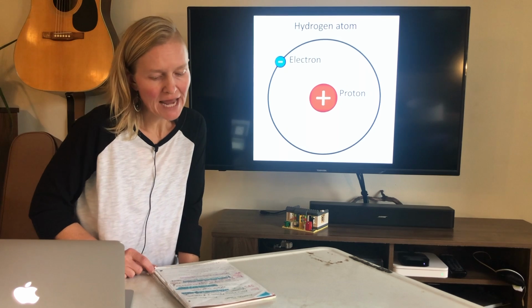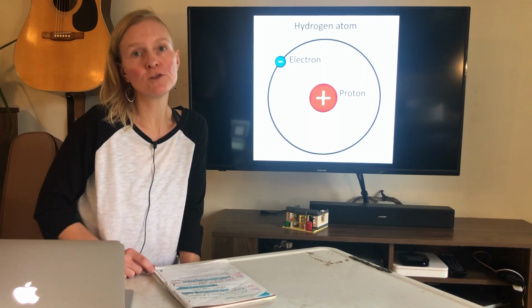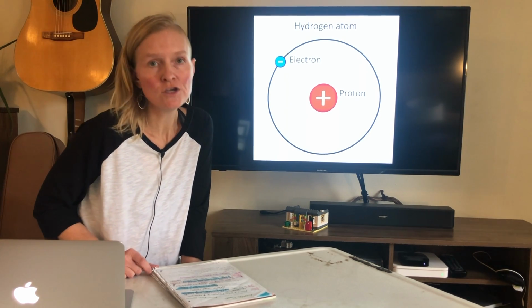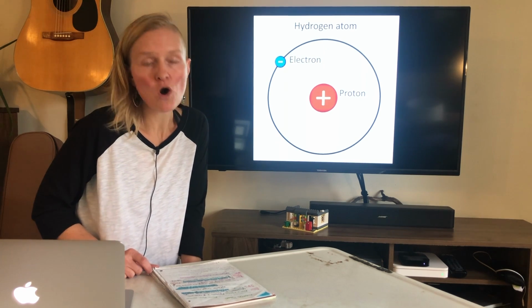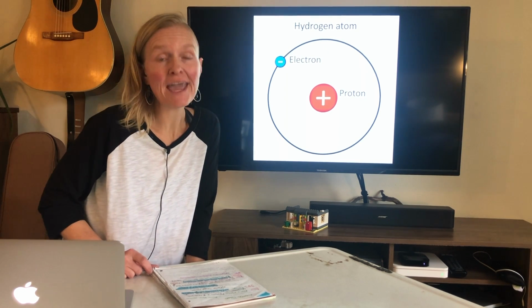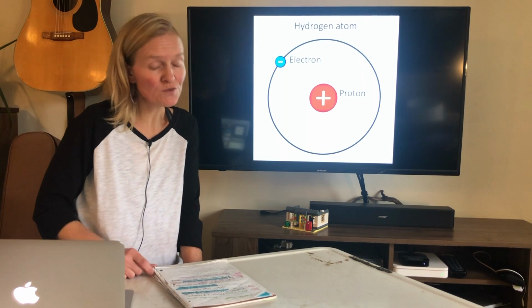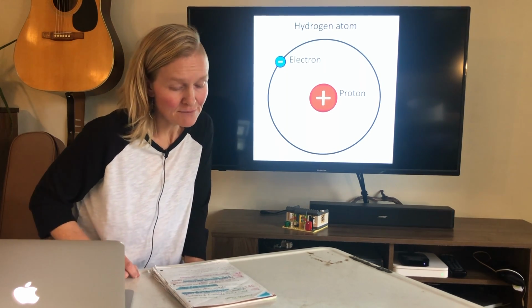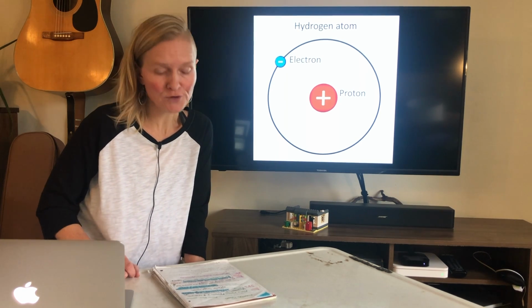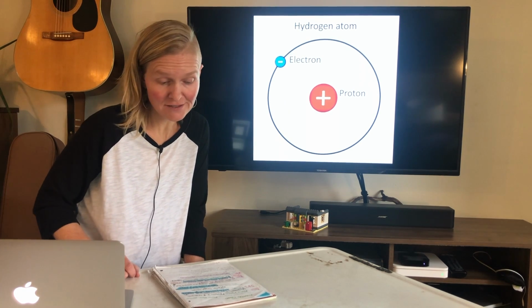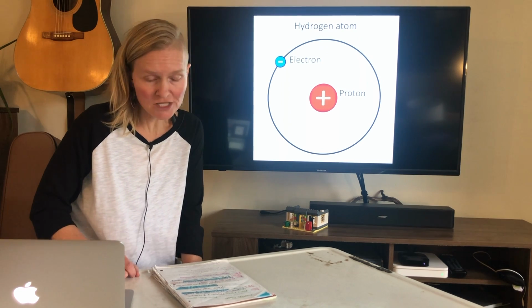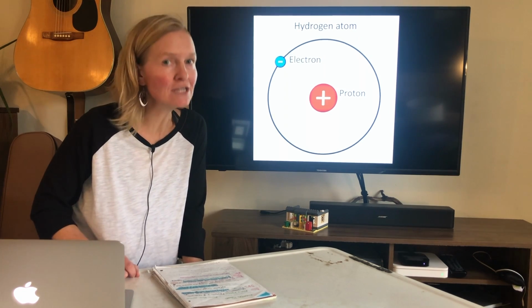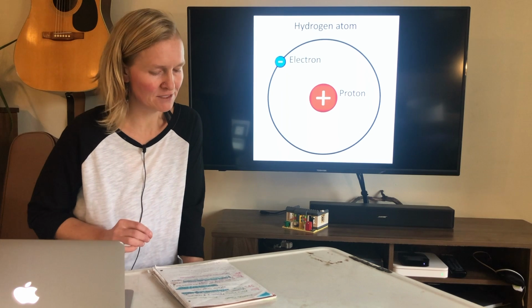The weight of an atom only comes from the protons and the neutrons. Electrons have almost zero weight, but they have a lot of energy. We know that already from the video that we watched. Sometimes neutrons are temporarily added to an element. It doesn't change the element, but it does change the weight of the element.